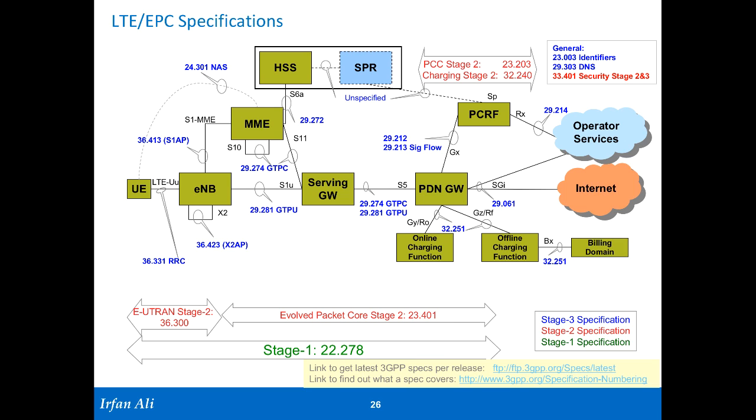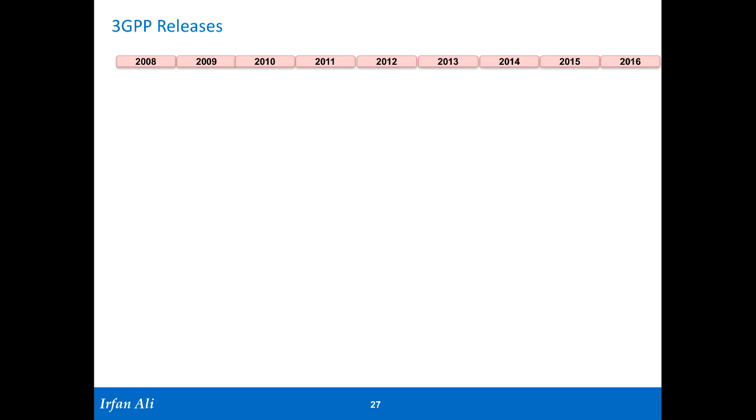Now we will take a look at 3GPP releases. What are the main features in each release for LTE, and how is the documentation managed by 3GPP? So 3GPP releases is a project management technique that 3GPP uses for updating its specifications and adding new features. Let's see how it works.